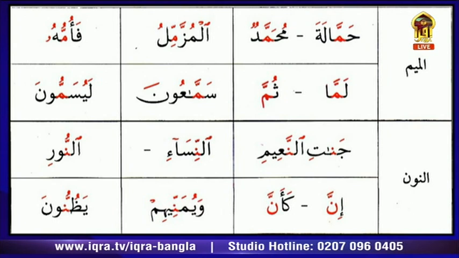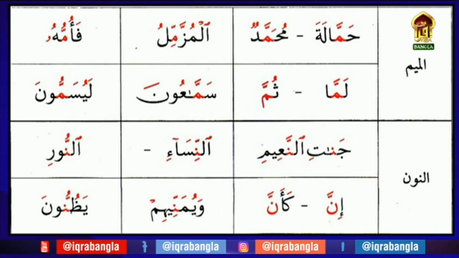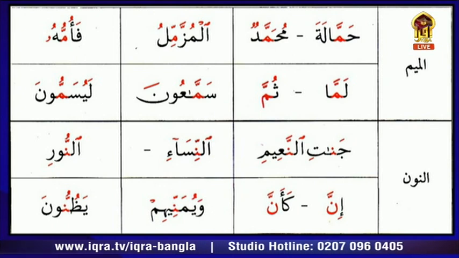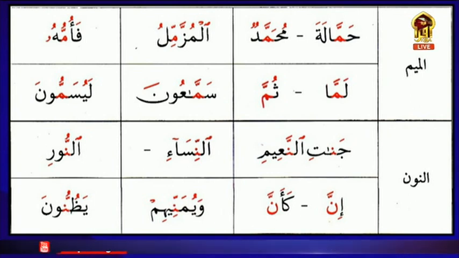A'udhu billahi minash shaitani rajim. Bismillahir rahmanir rahim. Hammalah. Muhammadun. MashaAllah. Al muzammil. Okay, so only with shadda. Al muzammilu. But make ghunna on the meem, inshaAllah. MashaAllah, MashaAllah. Fa ummuhu. MashaAllah. Lamman. Lamma. Oh, MashaAllah.